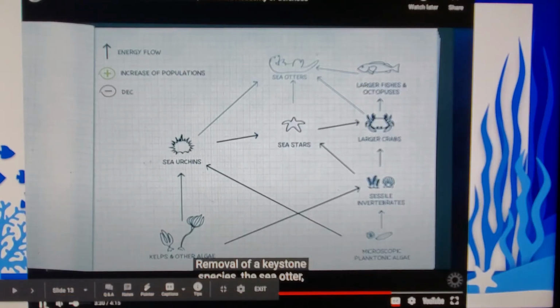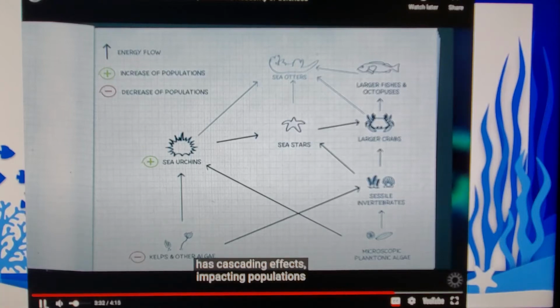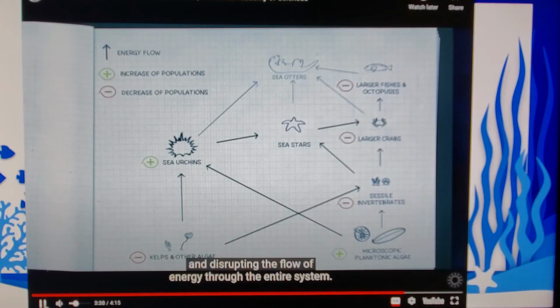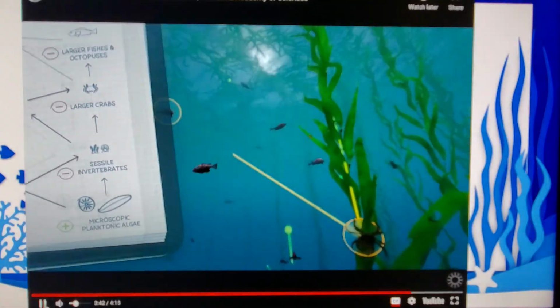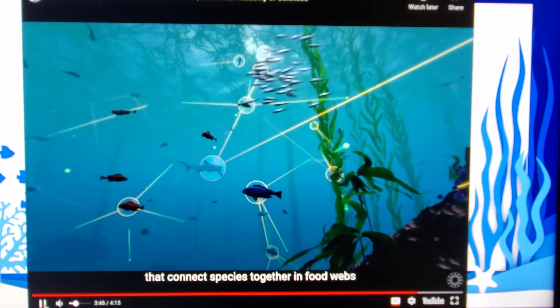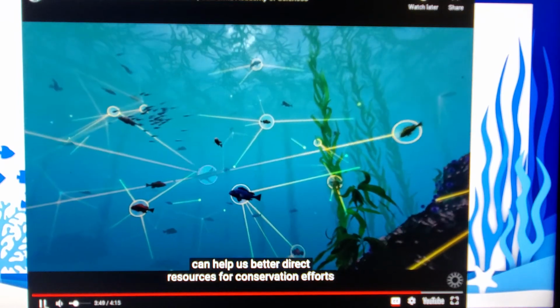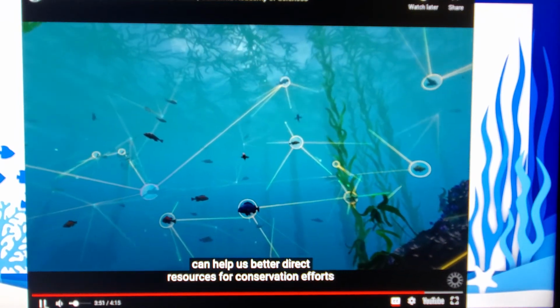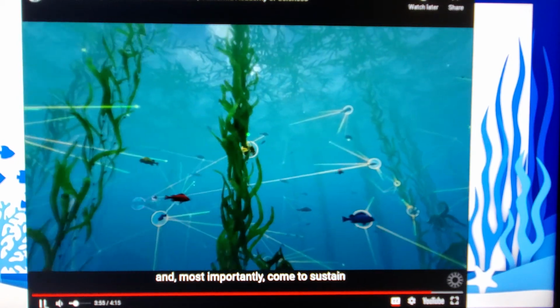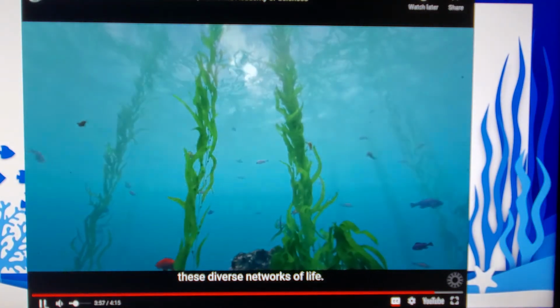Removal of a keystone species, like the sea otter, has cascading effects, impacting populations across multiple trophic levels and disrupting the flow of energy through the entire system. Understanding ecosystems and the various threads that connect species together in food webs can help us better direct resources for conservation efforts, and, most importantly, come to sustain these diverse networks of life.